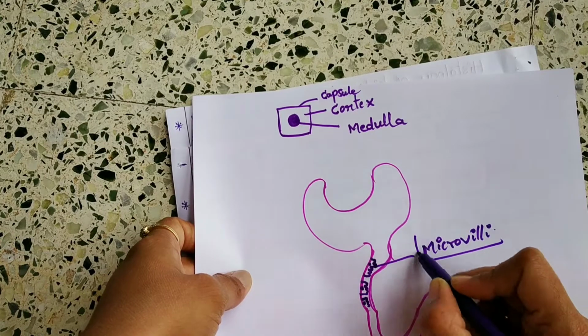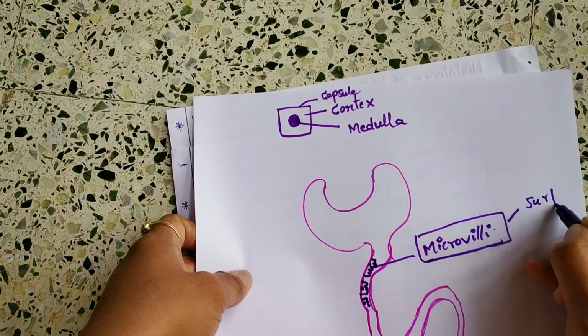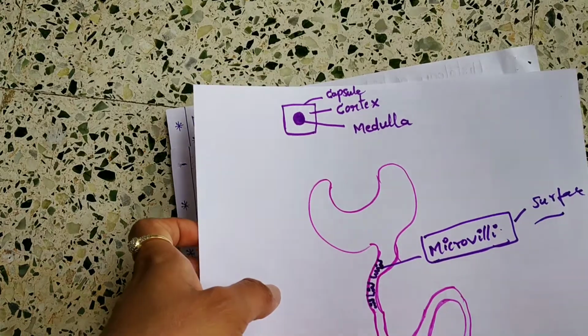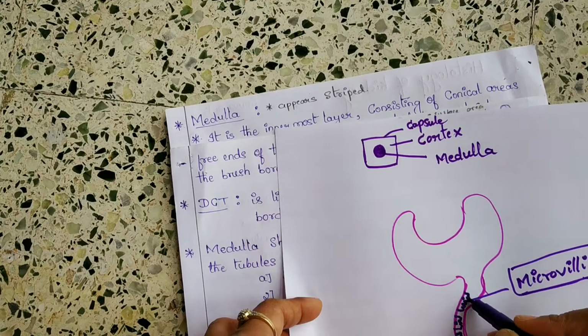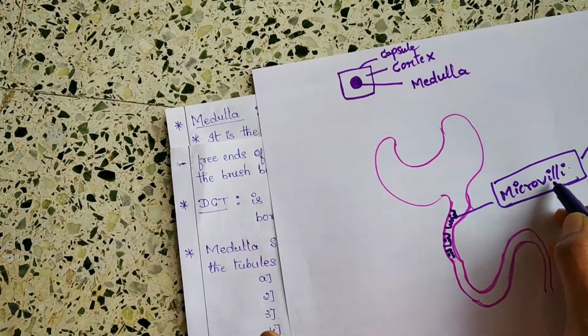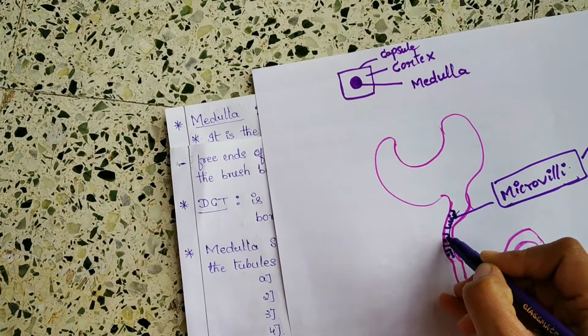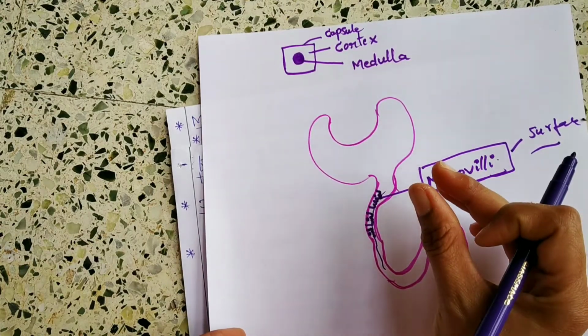What is the function of these microvilli? Microvilli increase the surface area for absorption. How does it look? It looks like a brush border. Because of the presence of the microvilli, the lumen of this proximal convoluted tubule looks very narrow.